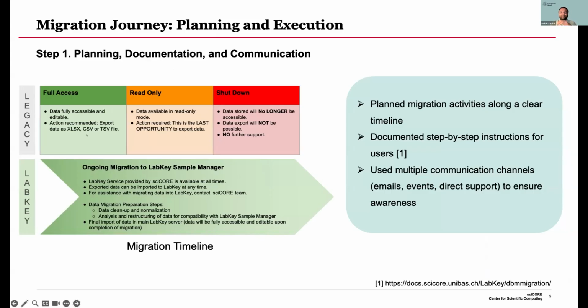In phase 1, the users of the old system could still access it, and they could make changes to the data. And we encouraged them to make an export of the data in the following file formats. Then in the second phase, the old system was made read-only, so the users could not make any changes to it. And this was the last opportunity for the users to export their data. And finally, in the third phase, the old system was completely shut down, and they could no longer access the data, and it was not possible to make an export.